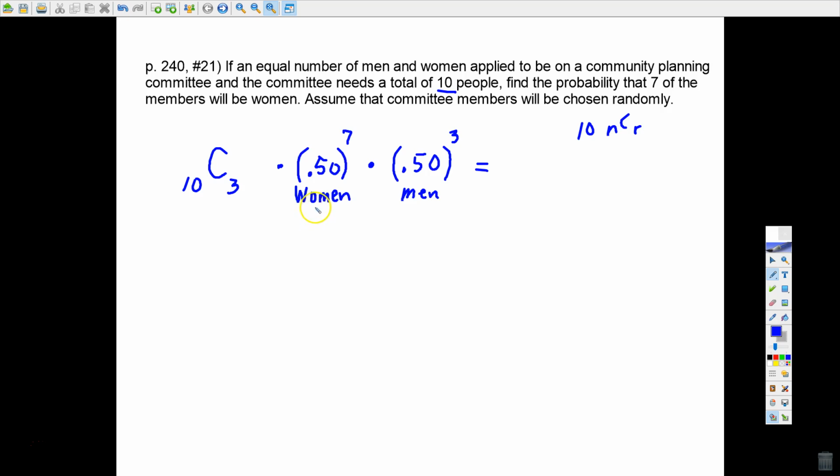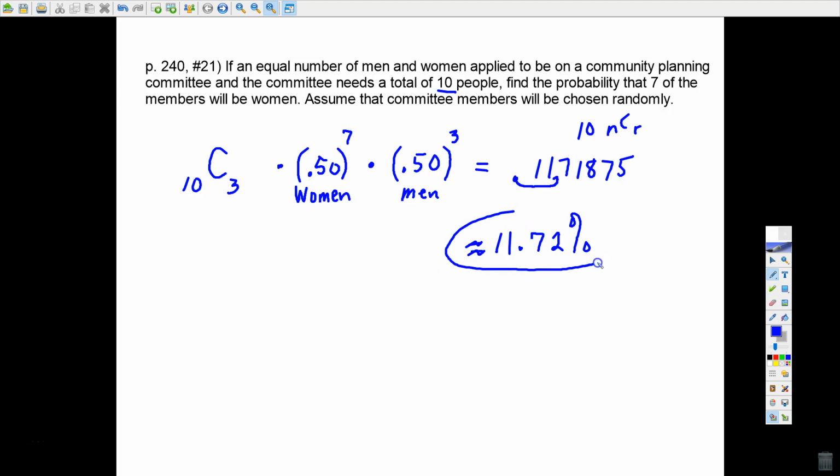And now we can hit equals, and we get the decimal, which is 0.1171875. But I want you to write these in percent form, rounded to the nearest hundredths. So just remember, percent form means slide the decimal 2 places to the right, and rounded to the hundredths means the 2nd decimal place. So my answer in percent form, rounded, since it's rounded, we'll say approximately 11.72% will be the answer for number 21.